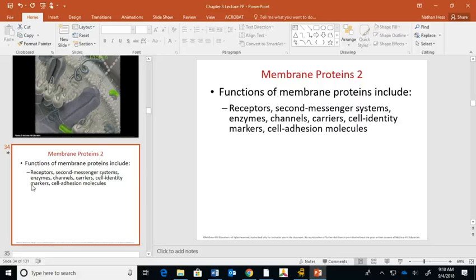And the other piece is they're adhering to other cells. They can be almost like Velcro that allows two cells to stick together to form membranes. You're with me, friends?